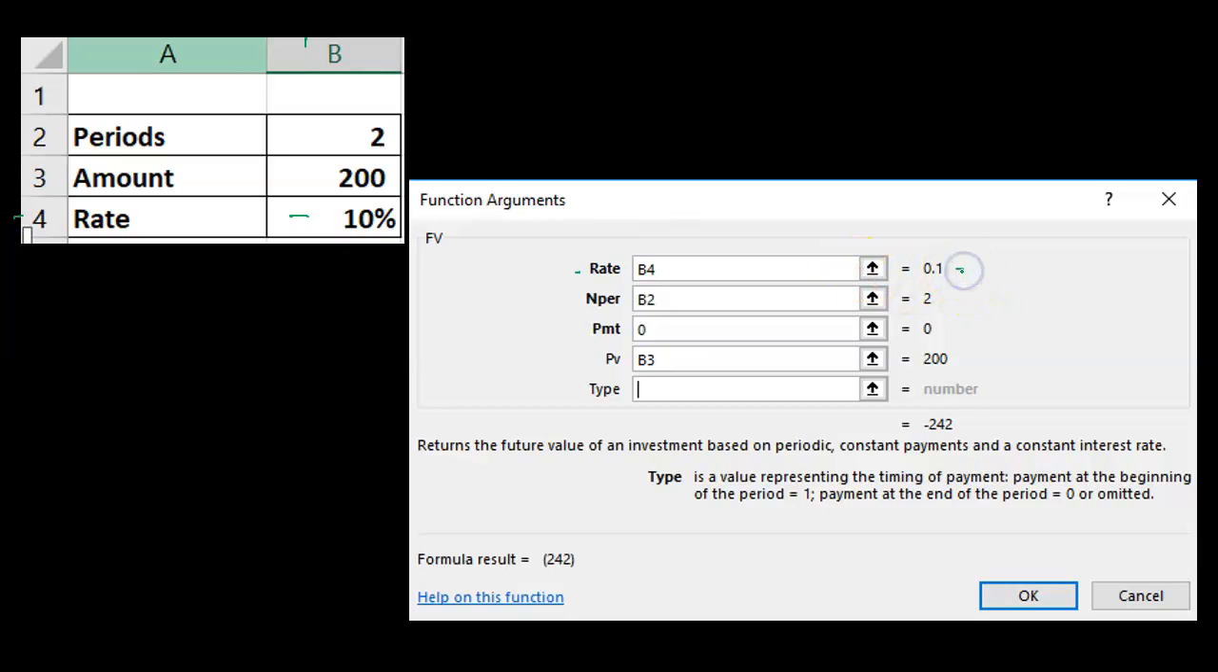It'll give you basically what is in that cell over here. And then we have the number of periods. That's in cell B2, so in cell B2, we have 2. The number of payments is 0. That's the tricky piece. This is 0.